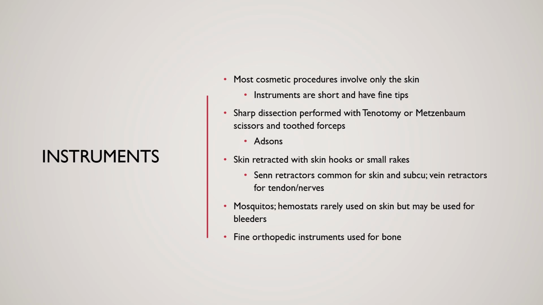Senn retractors are common for procedures that will involve the skin and that fatty layer. And vein retractors are often used for our tendons and large nerves. Mosquitoes and hemostats are rarely used on the skin, but they may be used for dissection and bleeding vessels. And if we're doing any kind of bone remodeling, we will use our fine orthopedic instruments, such as periosteal elevators, freers, fine chisels and rongeurs, and things of that nature.